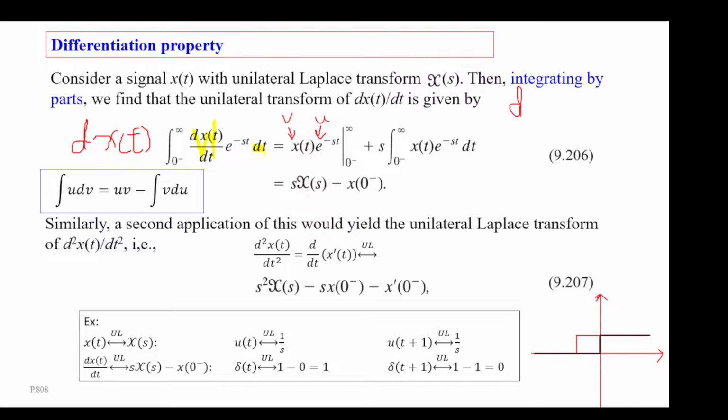So d of e to the minus st equals, we do a similar thing here, minus s times e to the minus st dt. Oh, actually, let me try to find my pen. It's probably in my bag. See, it's here.